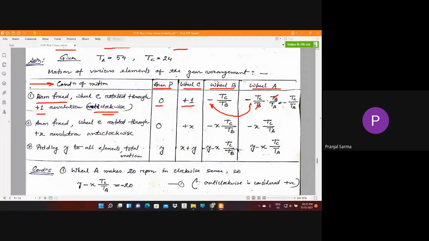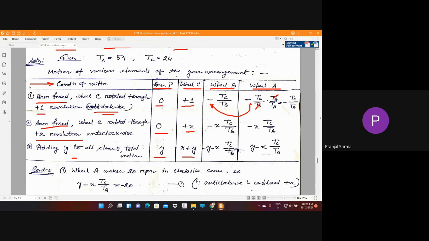After that, we consider the same thing, arm still fixed, but wheel C is now given plus x revolutions anti-clockwise. So plus x will be multiplied everywhere. So 0 into plus x equals 0. This becomes plus x. This is x multiplied by minus of Tc by Tb. Here also x multiplied by minus of Tc by Ta. Now we add y motion to all the elements. So the total motion of arm P is 0 plus y equals y. For wheel C it is x plus y. For wheel B it is y minus x of Tc by Tb. Similarly, for wheel A it is y minus x of Tc by Ta.